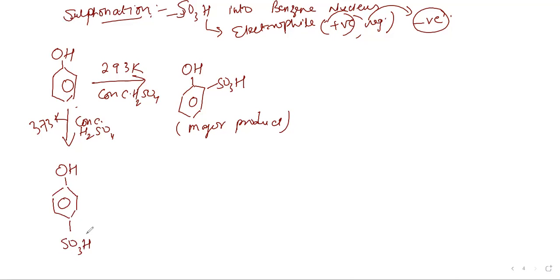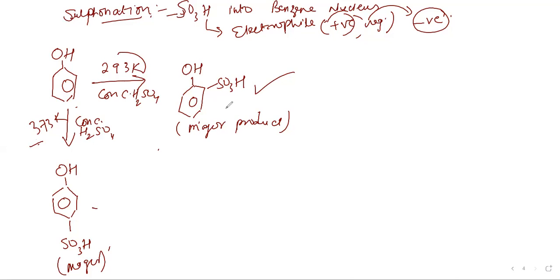SO3H. This is your sulfonic group, which is an electrophile. Now it is attacking at the other negative region, or the other negative site, which is your para site. This was ortho and this is para. I hope this is clear. So this would be the major product at 373 kelvins. And if in this reaction only, you raise the temperature to 373 Kelvin, you will get para product.